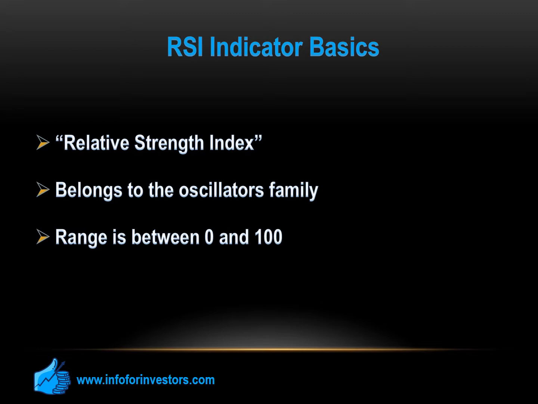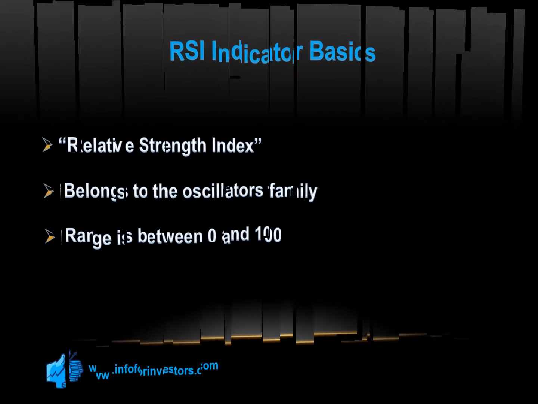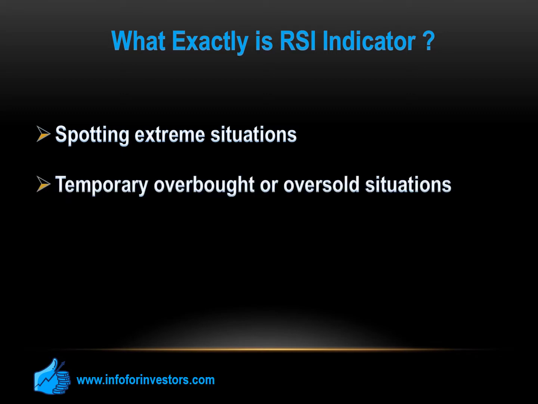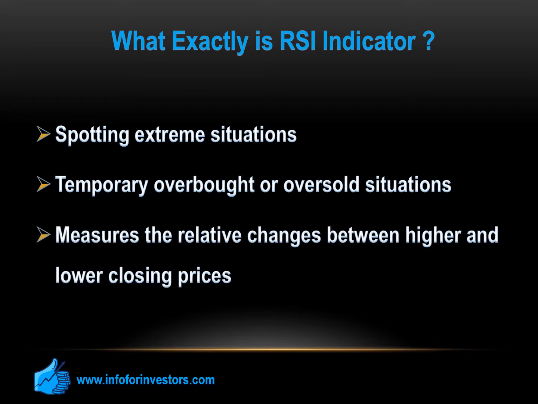Let's start with the basics. What exactly is the RSI indicator? Market analysts frequently use a handful of indicators such as MACD, moving averages, Ichimoku, volume, and the RSI. The Relative Strength Index is widely used as the oscillator that displays temporary overbought or oversold situations. Spotting extreme situations can inform traders that a retracement could happen soon. The RSI measures the relative changes between higher and lower closing prices.